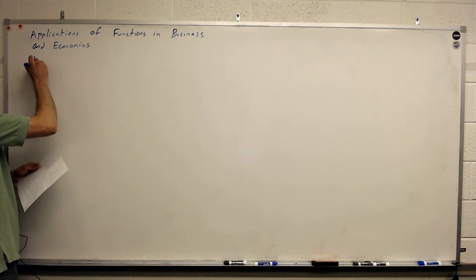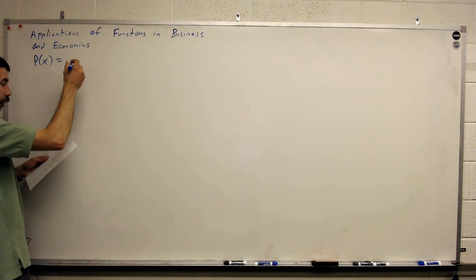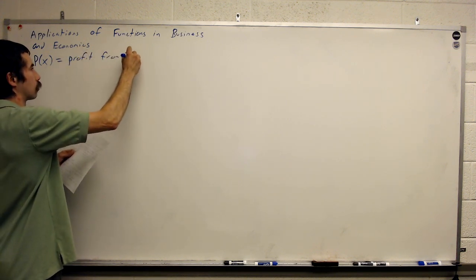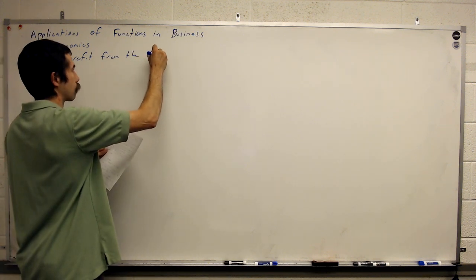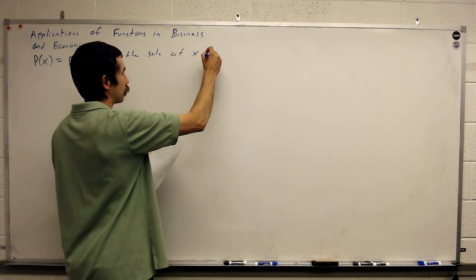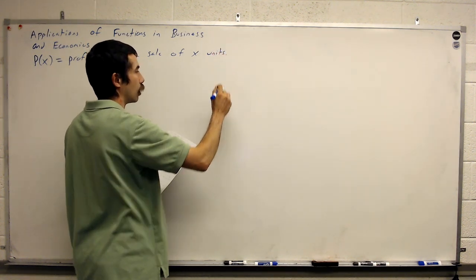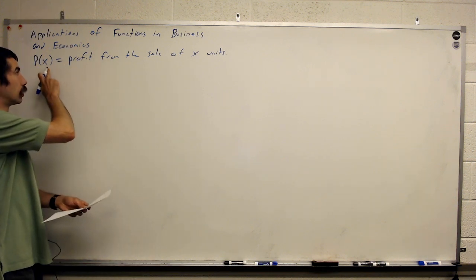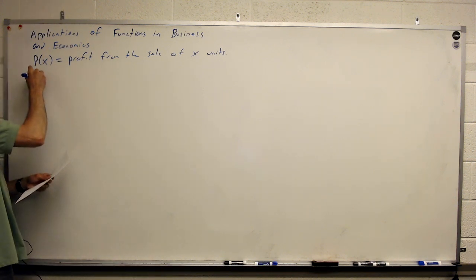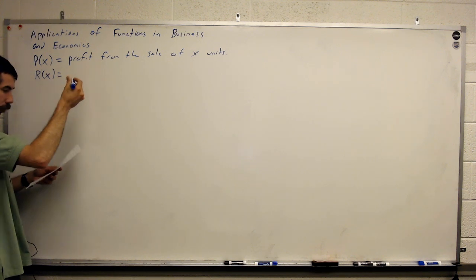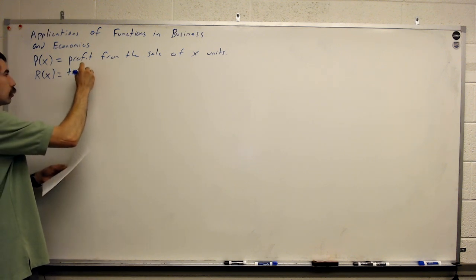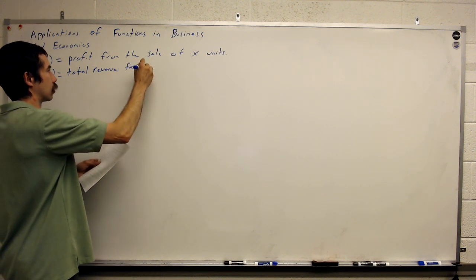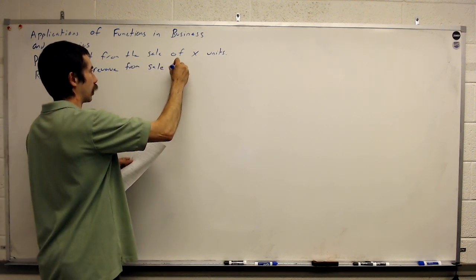So we're going to let P of x be the profit from the sale of x units. All right, so how much profit did you make if you sold x units? That's P of x. R of x equals total revenue from sale of x units.